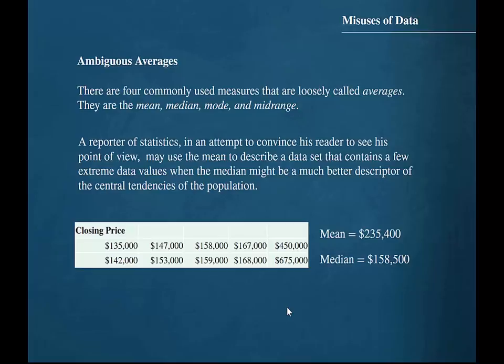The median closing price is $158,500, which is much more representative of the actual housing market in this town. As you progress through the study of statistics, you will find that the median is frequently the better measure to characterize data sets that contain extreme data values.